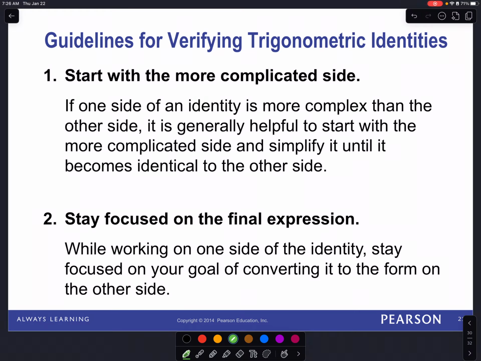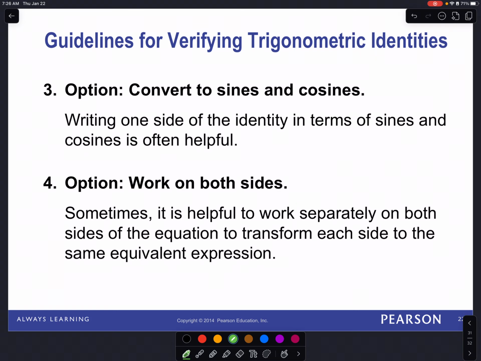So, guidelines for verifying trigonometric identities. One, start with the more complicated side. If one side of an identity is more complicated than the other side, it's generally helpful to start with the more complicated side and simplify it until it becomes identical to the other side. Two, stay focused on the final expression. While working on one side of the identity, stay focused on your goal of converting it to the form on the other side.